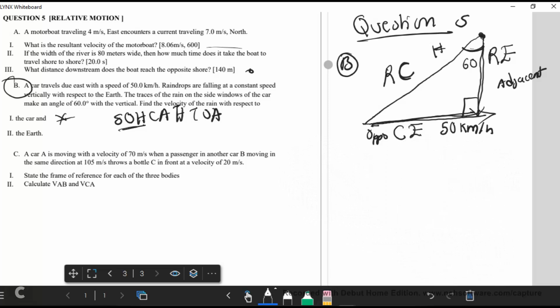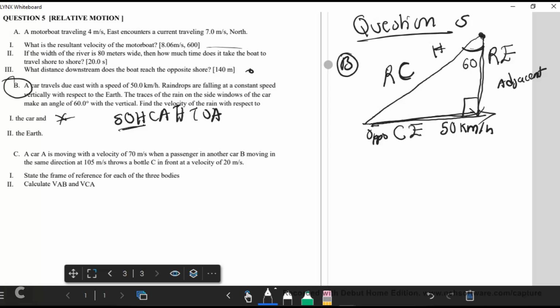So question 2, they're saying find the velocity of the rain with respect to the car. So there's find the velocity of the rain with respect to the earth. The rain with respect to the earth is this side. So what are you supposed to do in this situation? The thing that you need to do is this.